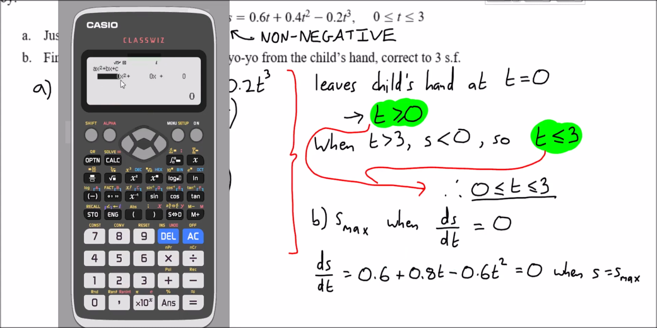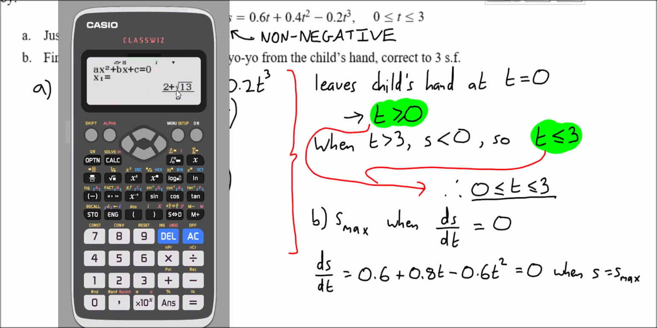And so be careful. This here, first of all, is the coefficient of the squared term. That's minus 0.6. So type in minus 0.6. Next, the coefficient of the variable term, which isn't squared. This here is 0.8. So type in 0.8, then equals. Finally, the constant term, this is just 0.6. And press equals.